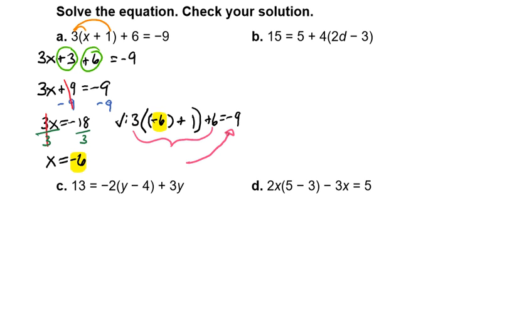So let's plug that in. So plugging that into the calculator gives us a negative 9. And when we check, it does match, which means x equals negative 6 is our solution.